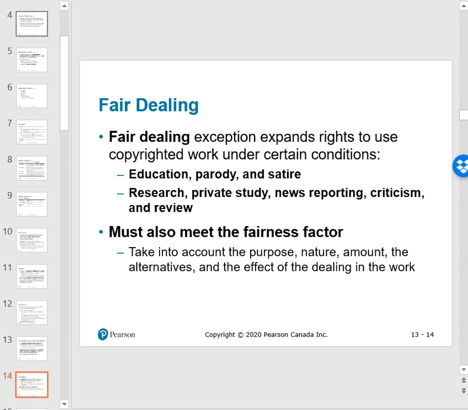Okay. And you also have to take into consideration that you are not using too much content. Because if you're using, let's say, 30, 50% of a book, then this is different. Then this is too much.